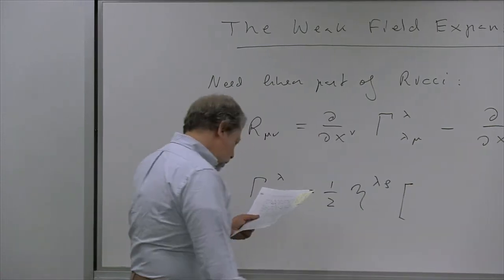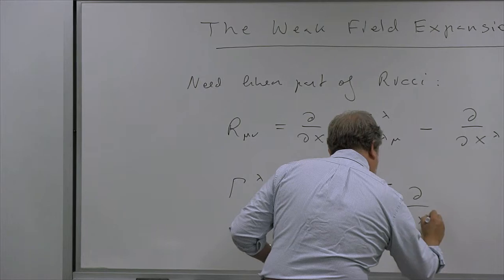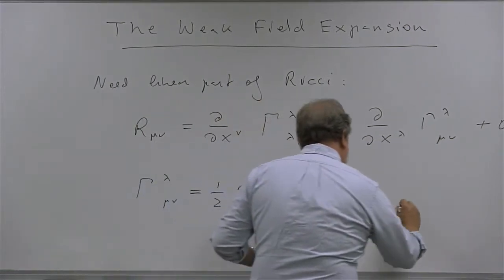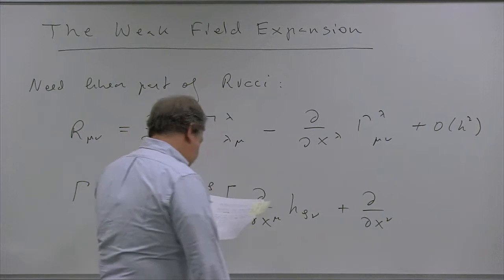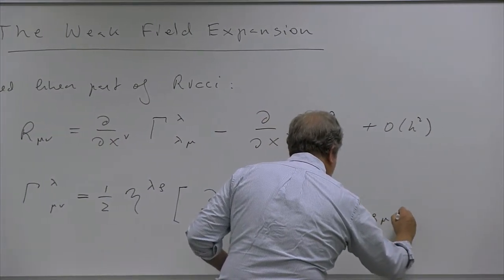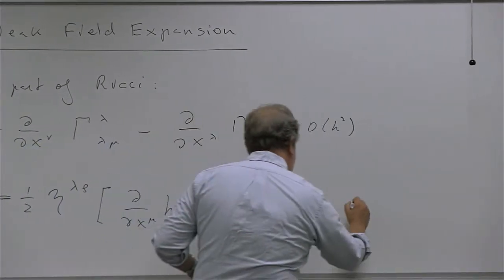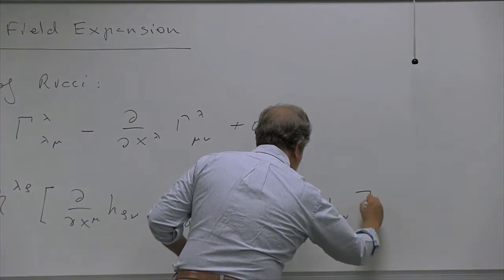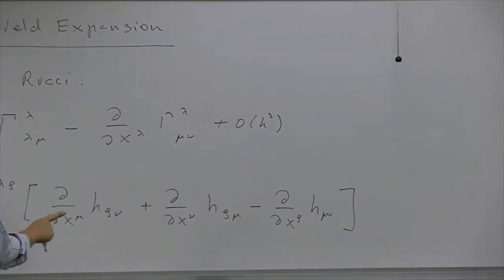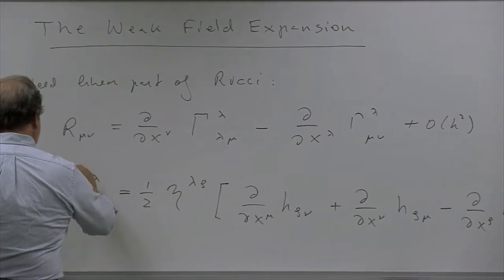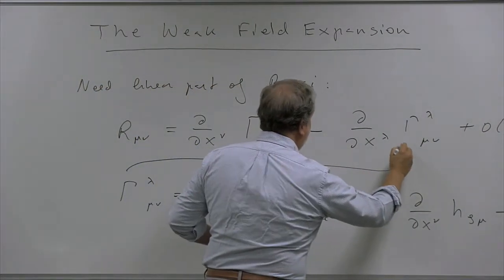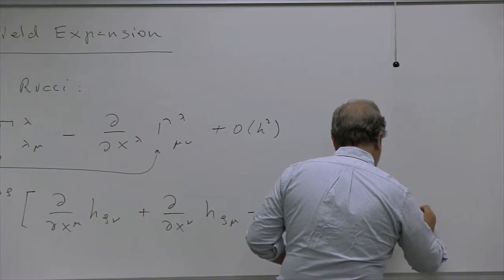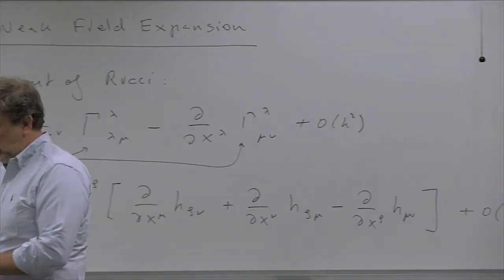And then times the derivative with respect to x mu of h rho nu, plus the derivative with respect to x nu of h rho mu. And then the remaining term, which is minus the derivative with respect to x rho of h mu nu. Right, close parenthesis. Right, and so that goes in there, and that is what we need. So plus terms which are order h squared.